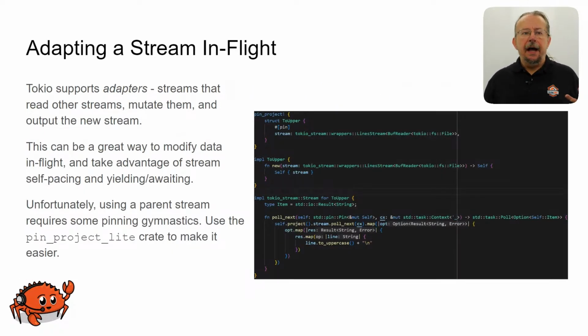One thing that I frequently do is I will have data coming in as a stream, and it's not quite the data I want, so I want to adapt it in flight. And Tokio always calls this an adapter. It's a stream that takes a stream as an input, does something to it in flight, one step at a time, mutates it, and outputs it as a new stream.